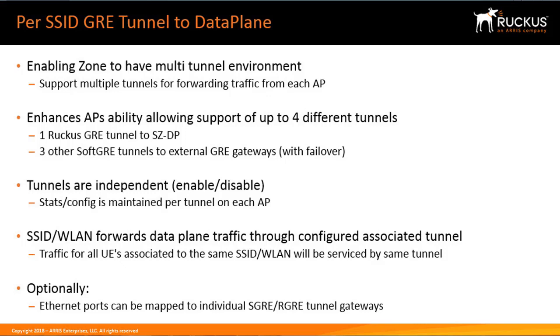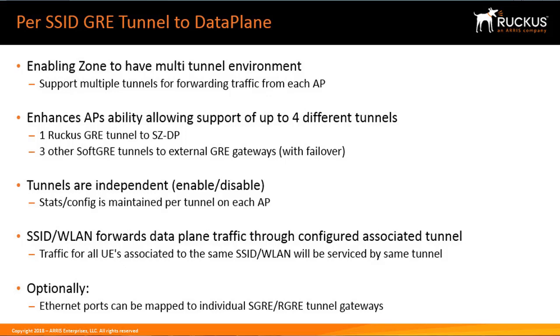This enhancement provides the ability for you to have up to 4 different tunnels, one to your Ruckus GRE tunnel, to your Smart Zone data plane, and then optionally 3 other software GRE tunnels to external GRE gateways. And each one of those can have a failover configured on it as well. So each one of these tunnels is independent. You can enable them, disable them, or change them.